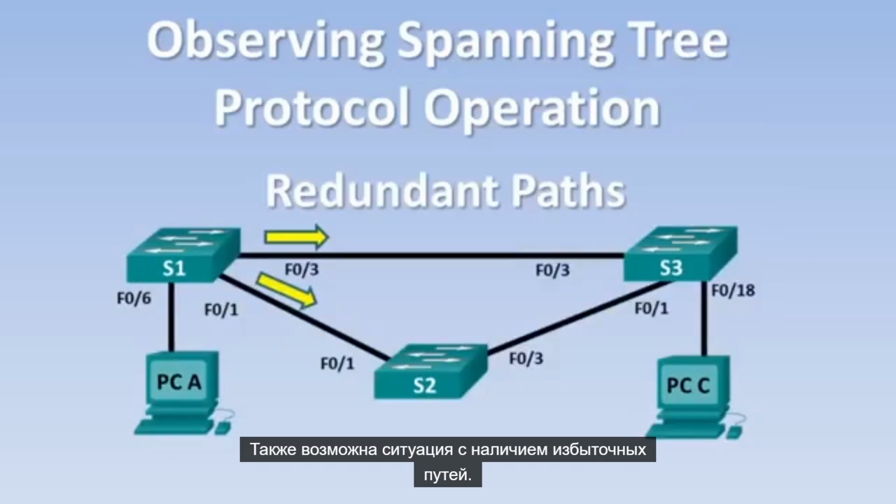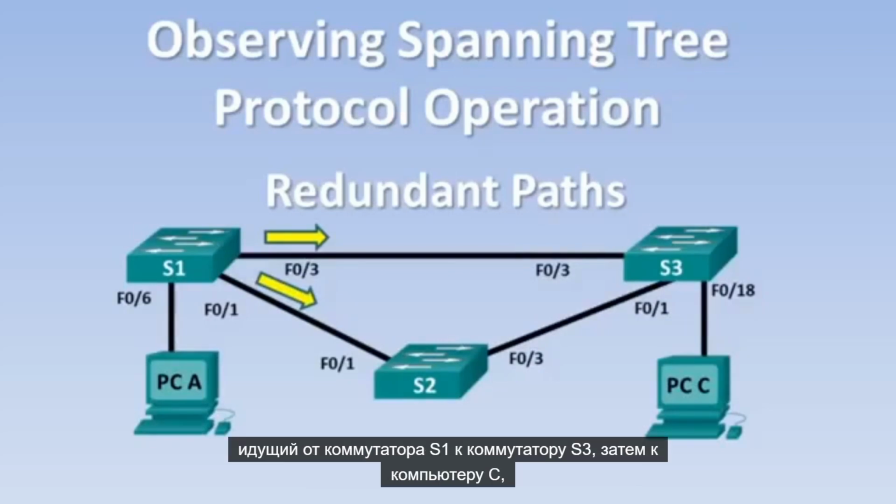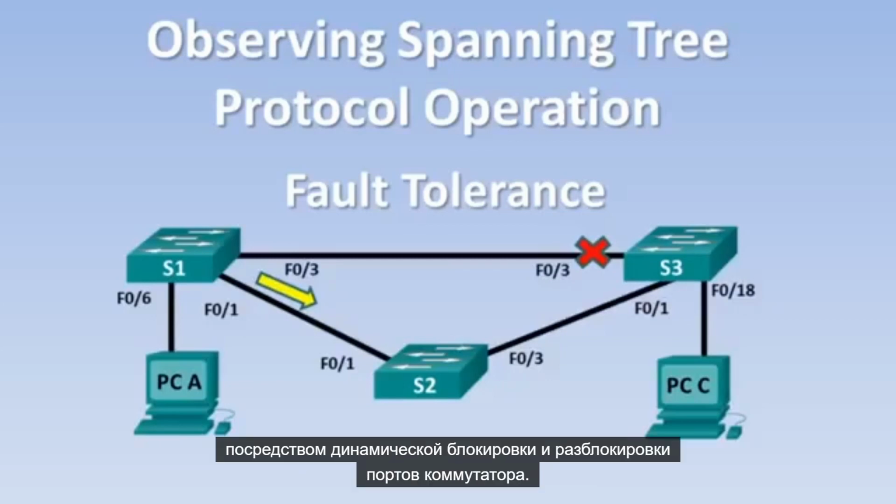You can also have a situation where you have redundant paths. In this case, we have a path to PCC going from S1 to S3 to PCC. But we also have a path from S1 to S2 to S3 to PCC. One of the benefits of the spanning tree protocol is that it provides fault tolerance by recognizing when there are multiple paths through the network and controlling which paths are available by dynamically blocking and unblocking switch ports.